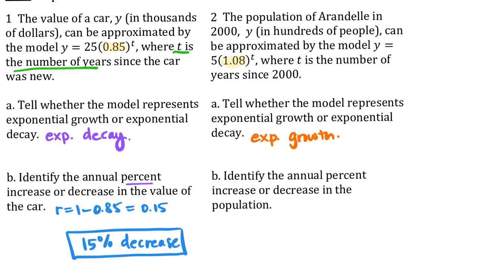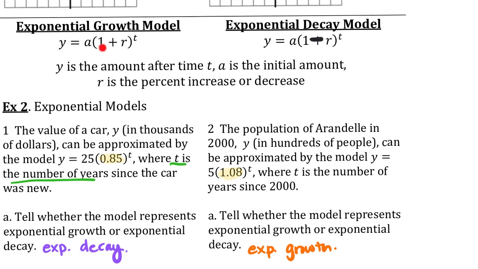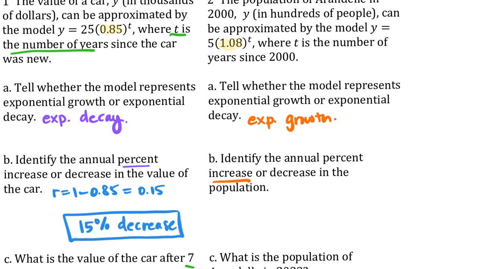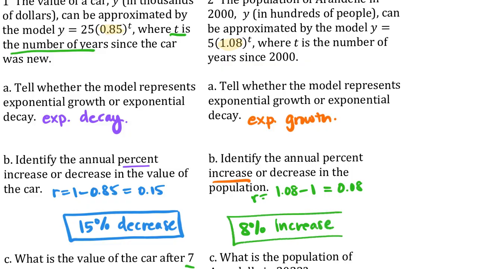Next, identify the annual percent increase or decrease in the population. Since this is growth, this should be increasing. Let me look at the equation for increasing. If this is growth, my rate is going to be 1 plus something. So what is my base? It's 1.08. I'm going to minus 1 to see what my rate was. What is that, 0.08? That's my rate as a decimal. To get it as a percent, I need to times by 100. If I times by 100, I get 8%. Since this is a growth model, that's an increase. The population is increasing by 8%.